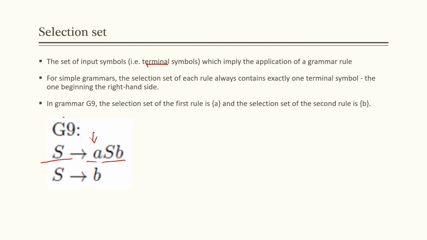In grammar G9, the selection set of the first rule is A, and the selection set of the second rule is B. To determine the selection set, we normally look at the first symbol after the arrow, which means the first symbol on the right side of the rule. So in G9, the selection set for the first rule is A, while for the second rule it is B. Always remember the selection set is the first terminal on the right hand side. That is how you find the selection set for each rule inside the grammar.